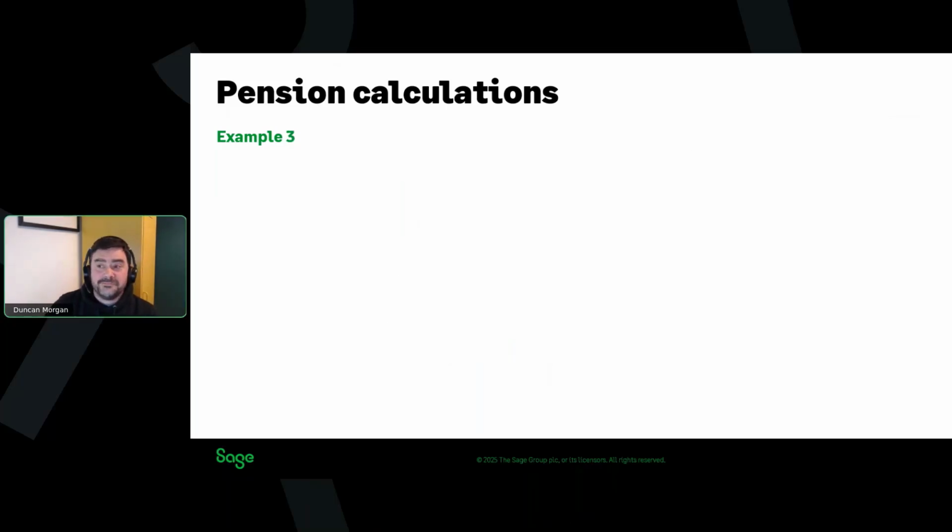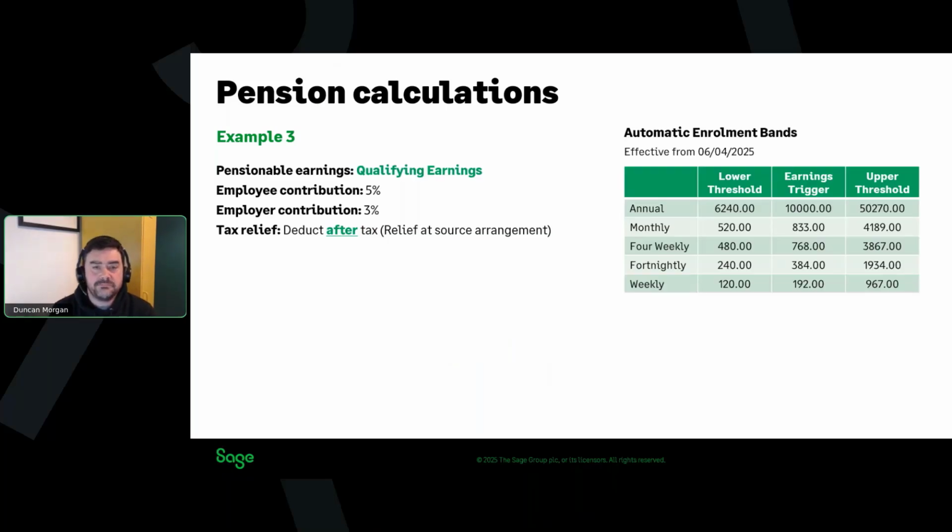I'll move on to the third one. So mixing it up slightly for this one. We still have a scheme using qualifying earnings, and we're using the same contributions, 5% for the employee, 3% for the employer. Tax relief is deducting after tax again, so it's a relief at source arrangement, and this time we would be looking at the weekly thresholds because the employee is being paid weekly, and their total gross pay in the period is £1,040, which is £540 of basic plus £500 of commission.